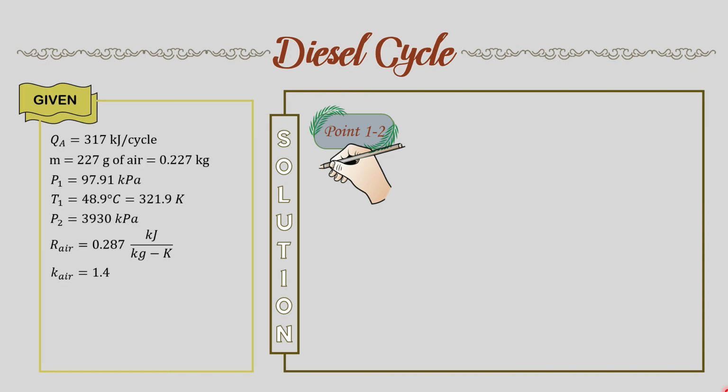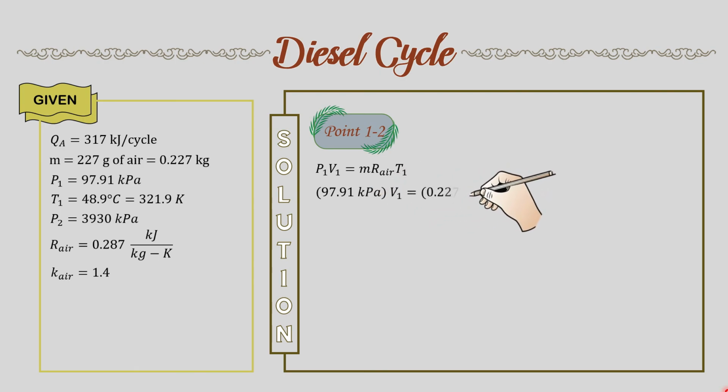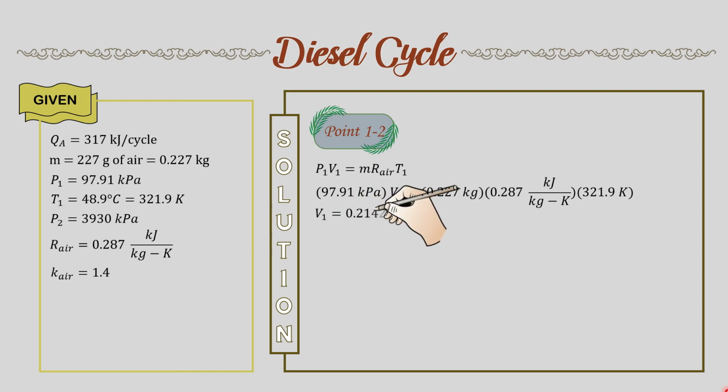Since we have mass, P1, T1, and R of air, we can use the ideal gas law equation, or P1V1 is equals to mass times R of air times T1 to solve for V1. So, 97.91 kilopascal times V1 is equals to 0.227 kilogram times 0.287 kilojoule per kilogram Kelvin times 321.9 Kelvin. And the answer is V1 is equals to 0.2142 cubic meter.